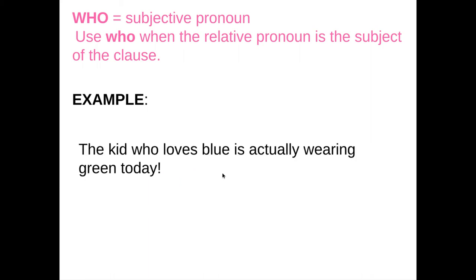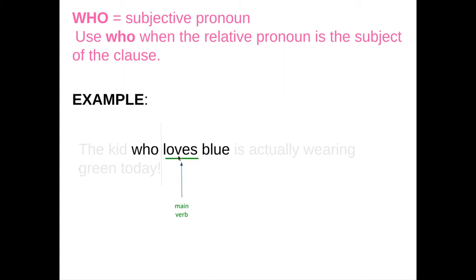Let's look at another one. The kid who loves blue is actually wearing green today. Again, first step, pick out that adjective clause. It's who loves blue. So let's cover the rest up and just look at the adjective clause. What's the main verb in this clause? What's the action? Oh, it's loves. Now, loves is the main verb. The subject is actually who. We're going to use who when it's the subject of the clause.